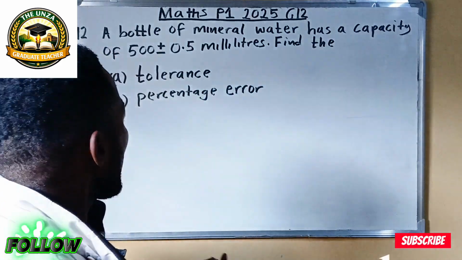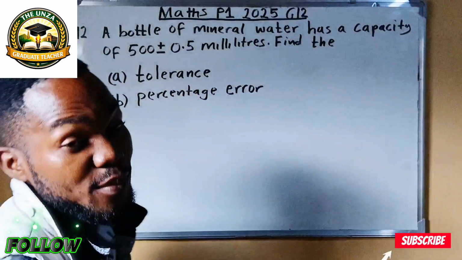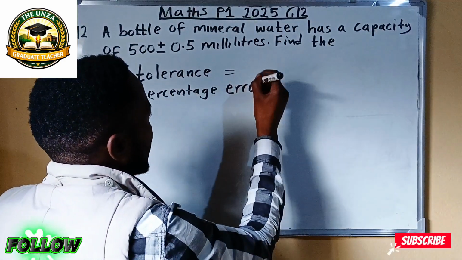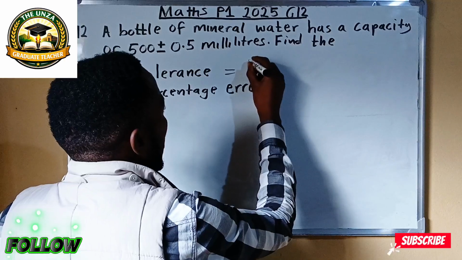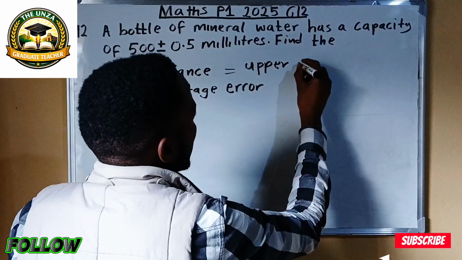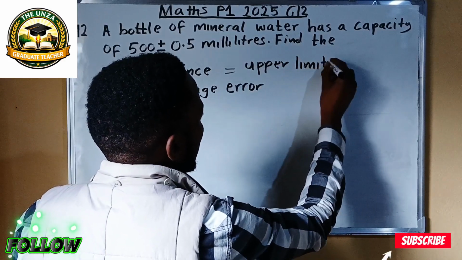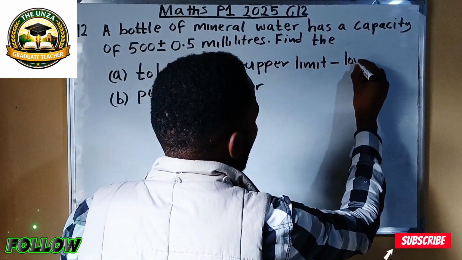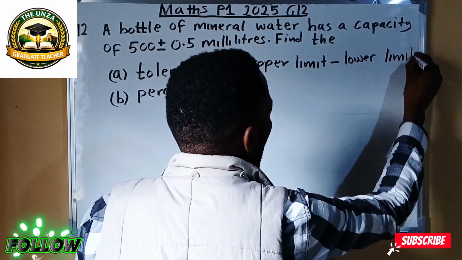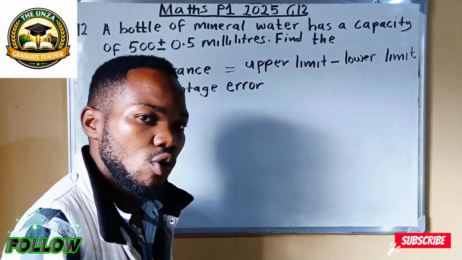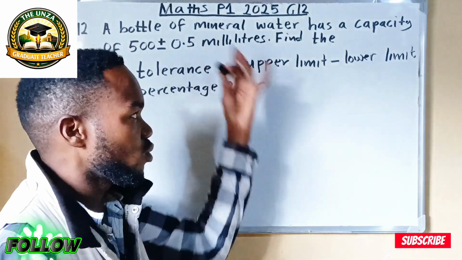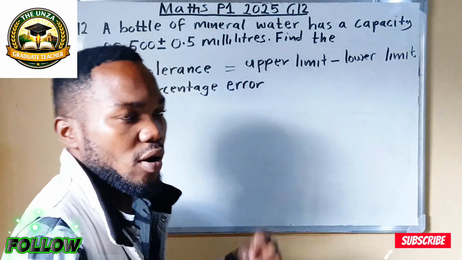So for you to solve this question, you must understand the formula of the tolerance. You're going to say tolerance is equals to upper limit minus lower limit. Or you can say upper bound minus lower bound. It's the same as upper limit, which is also known as upper bound.